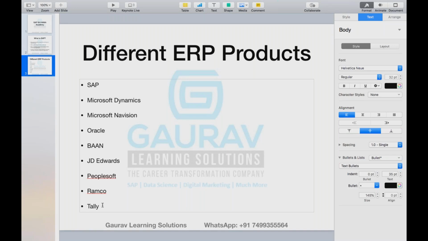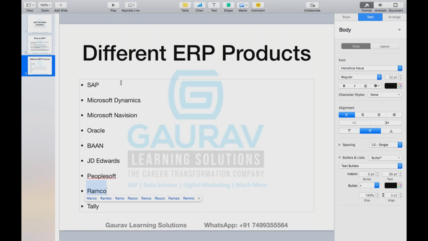You can see the costing itself. Tally is hardly some thousands. SAP is in crores, right? Let's say you have your own company. If you want to implement Tally, it will just cost you some thousands. But if you are going for SAP, it will cost you crores. Same way, all these are in between. If you go for maybe PeopleSoft, or if you go for Ramco, then it would be some lakhs.